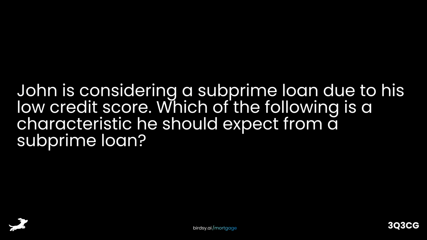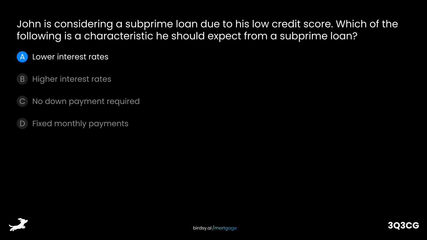John is considering a subprime loan due to his low credit score. Which of the following is a characteristic he should expect from a subprime loan? Is it A, lower interest rates? B, higher interest rates? C, no down payment required? Or D, fixed monthly payments?